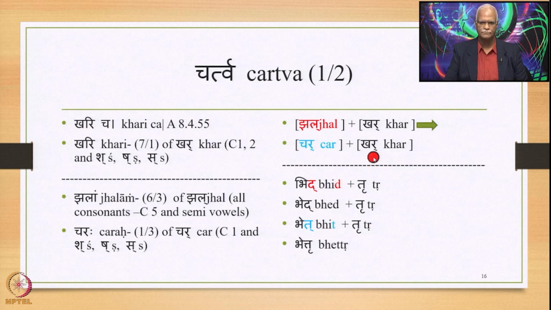So the example is bhida plus tru, and this ta is khar. First this bhida becomes bheda plus tru, and then this da becomes ta, so bhet tru, and finally we get bhet tru as an example of this sutra khari cha.